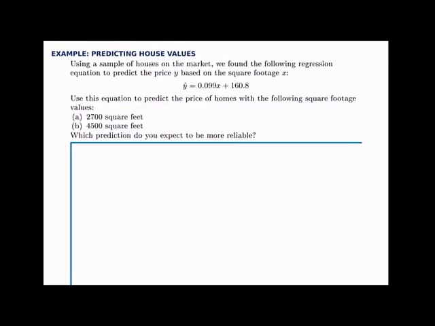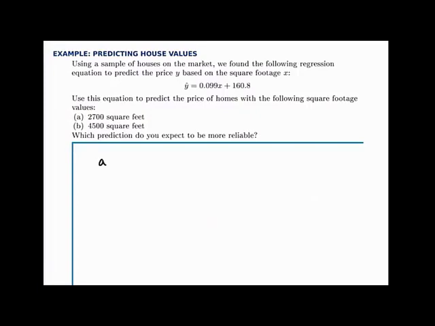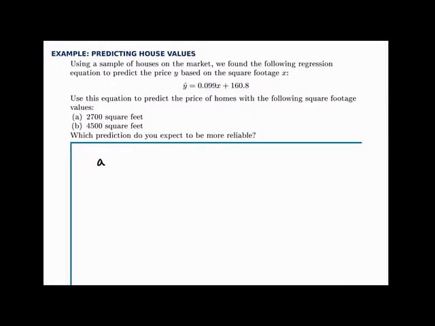Here we're given a regression equation, which we developed in a previous example, to predict the price of a house based on its square footage. So if x represents the square footage, we can predict the price in thousands of dollars. So if we entered 1,000 for the square footage for x, we could calculate a value for y that would be the predicted price for houses with that square footage. And we're going to use this equation to predict the price of homes with 2 different square footage values. So all we have to do in each case is replace x with the given value for square footage.